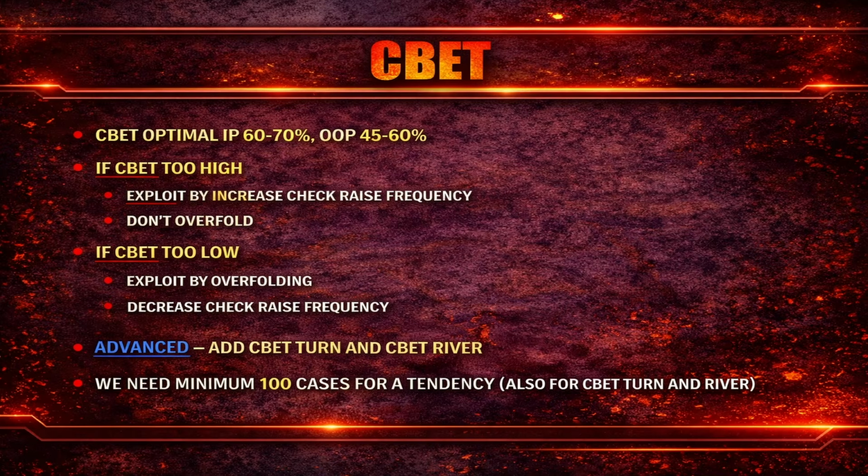If we are more advanced, we can add stats like fold to Cbet and the Cbet stats on turn and river. For every stat, we need 100 cases so that we can start using the stat.